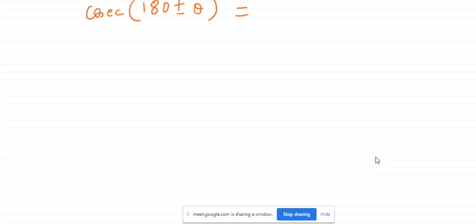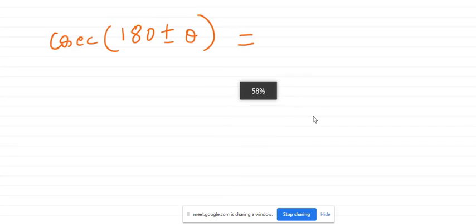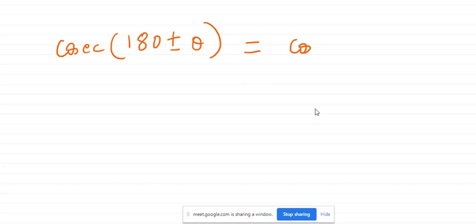So if we have cosec 180 plus minus theta, it will remain cosec only. And this sign, if it is plus theta, if you have cosec 180 plus theta, then it will go in the third quadrant. In the third quadrant cosec is negative, so you will get negative.